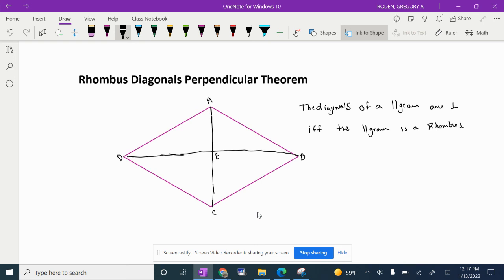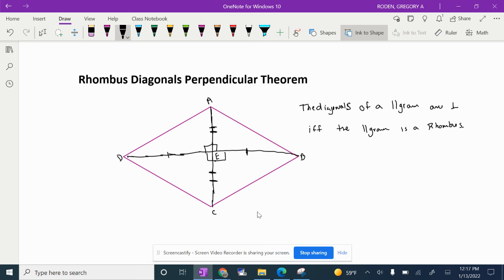Now, what am I trying to say here? I'm trying to say that, or you could also say, if a parallelogram is a rhombus, then its diagonals are perpendicular to each other. So we're saying that these are all right angles in the middle. They're all intersecting each other perpendicularly. Now, why would that be true? Well, you know that the diagonals of a parallelogram bisect each other, right? So they bisect each other.